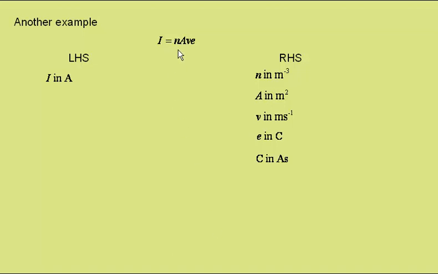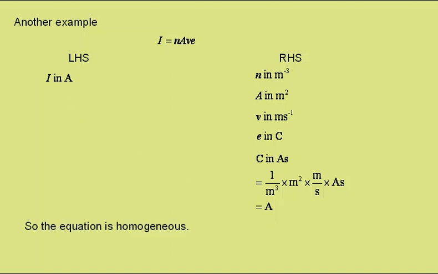Okay, so first the N, which is in units of meters to the minus 3. I found it easier for cancelling to write 1 over meters cubed rather than have negative powers. The area is in square meters, the drift velocity in meters per second, and the charge on the electron in amp seconds. We can now easily see that the meters here and here can cancel with these, the seconds here and here can cancel, and we're left with amps. Amps on the right hand side, amps on the left hand side. The equation is homogeneous.